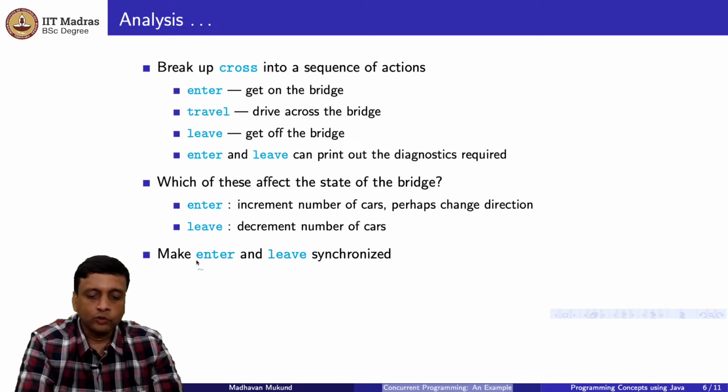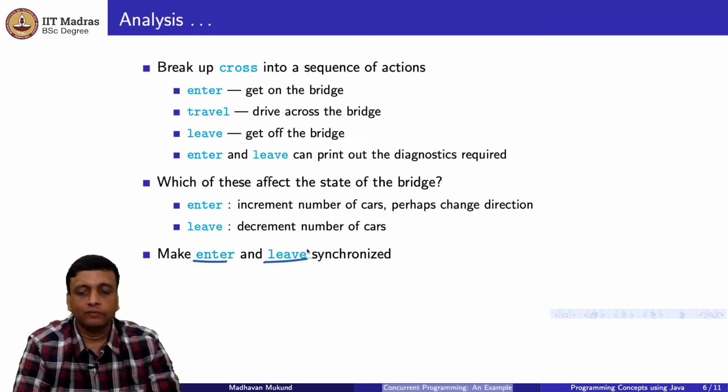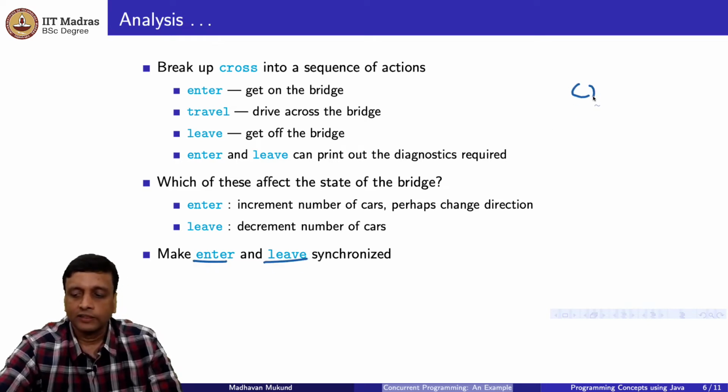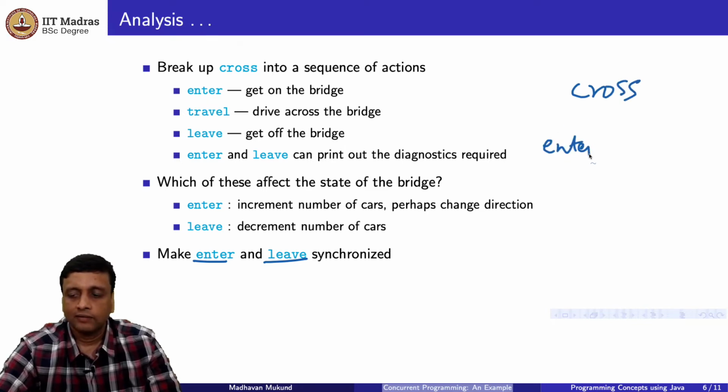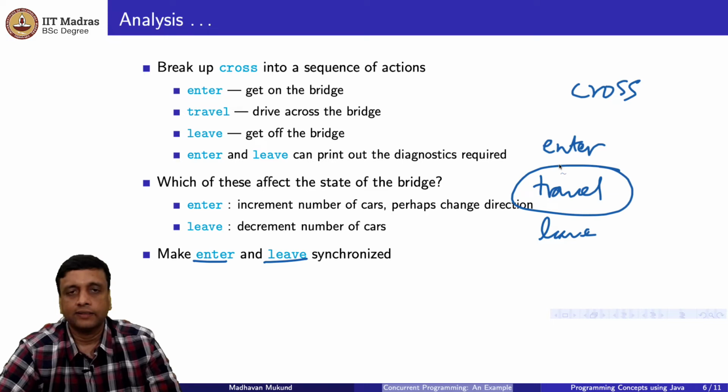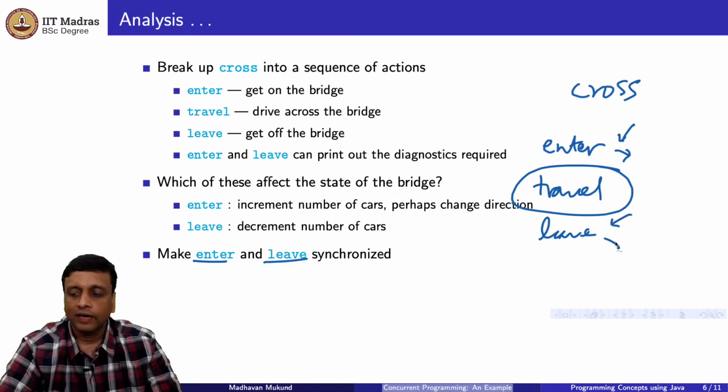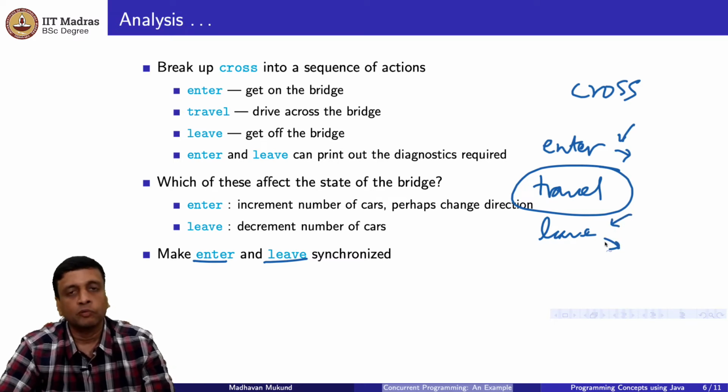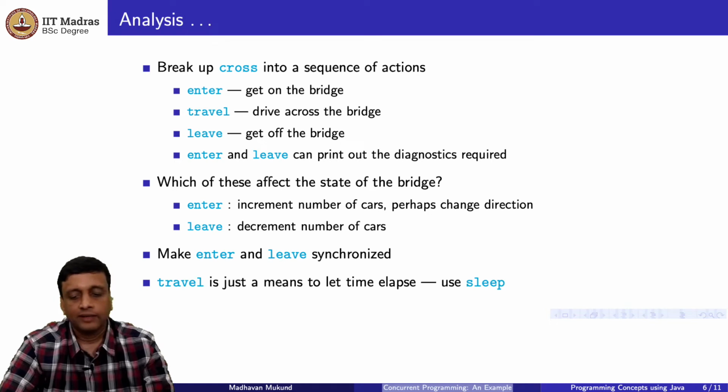So, what we really need to do is make sure that enter and leave are safe. We have a cross function, right, which consists of 3 parts: enter, travel and then leave. We want to allow concurrency in the center. We want to allow multiple things to be traveling at a time, but we want to make sure that enter and leave happen only one at a time. So that is what we want to make synchronized, right? And travel, we just want to kill time, so we will just use sleep to simulate travel.